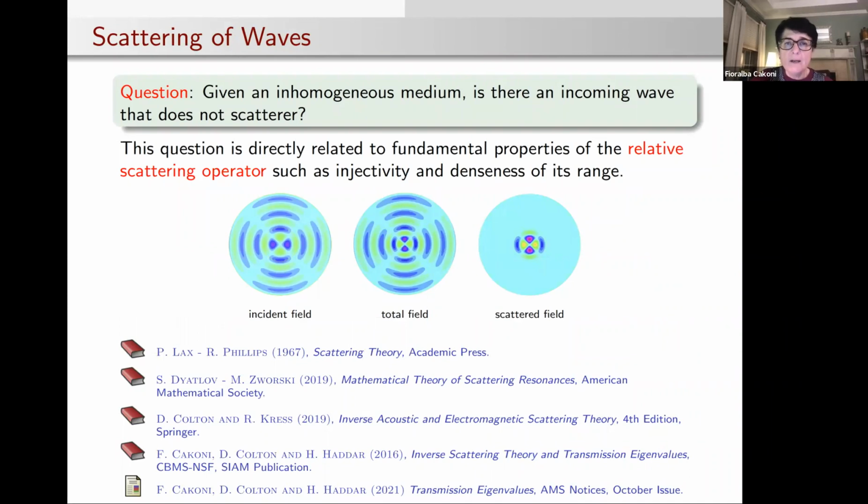Again, given an inhomogeneous medium, in my discussion of bounded support, you can extend it to potentials for the Schrödinger equation. You can extend it probably to non-compactly supported inhomogeneities. But my discussion will be of compact support inhomogeneities. So given such an inhomogeneity, is there an incoming wave that doesn't scatter? Here is a visualization of one example of an incident field, which is spherically symmetric, that doesn't see an inhomogeneity that you cannot see here, but it's a small disk in the middle. So there is no scattered field outside, although there is a total field inside. So can such a configuration occur in general?